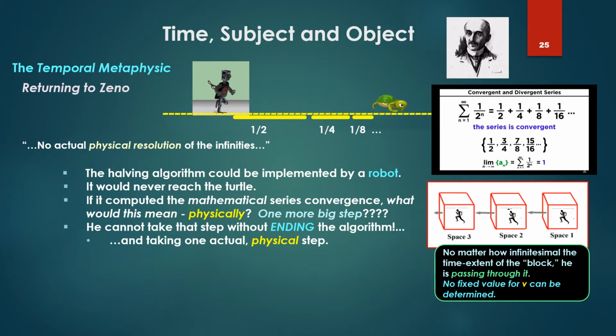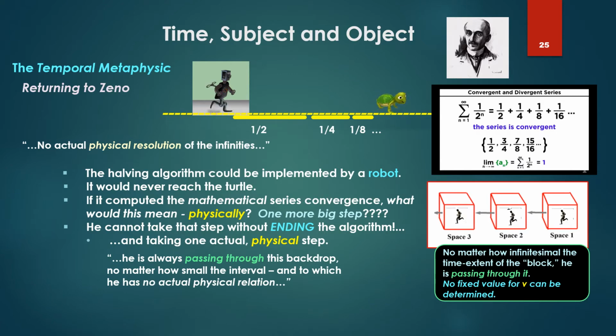That is, if it would have to take the limit. What would that mean, though, physically? One more big step. It cannot take the step without ending the algorithm, computing the limit. That is, stopping the infinity and taking one actual physical step. He's, again, always passing through this backdrop, no matter how small the interval, into which he has no actual physical relation. The answer here is Achilles is moving in an indivisible motion.